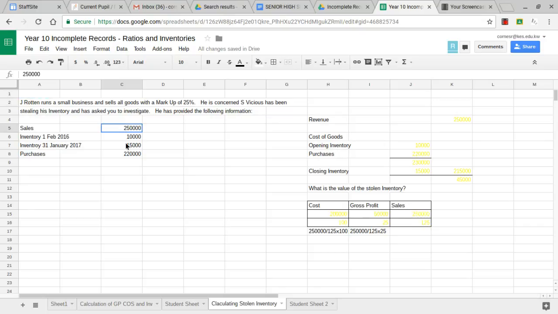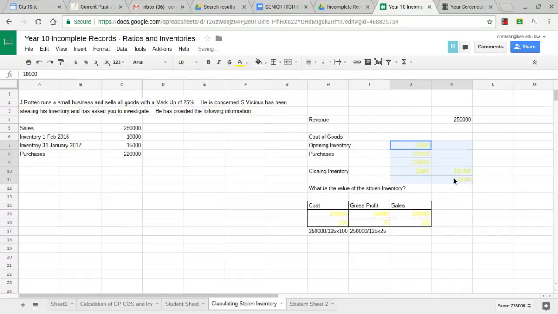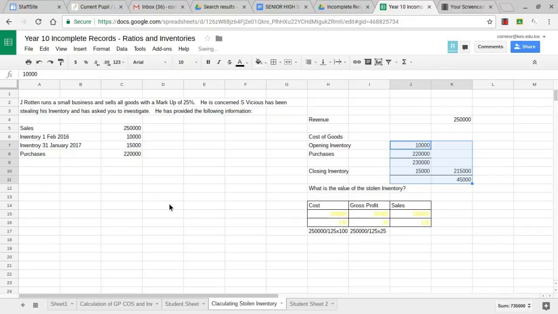We know that the sales were 250,000. He knows his opening and closing inventory, and he knows his purchases. So the first thing we can do is a very simple trading account. I've put all the information into a trading account. It's the same as you've been doing for some time if you're watching this video. And that gives me a gross profit of 45,000 and a cost of sales of 215,000.